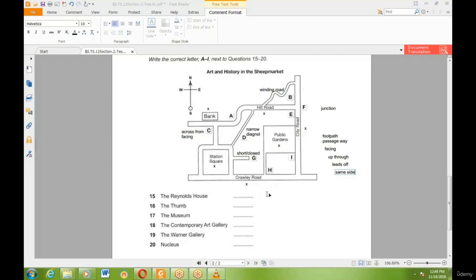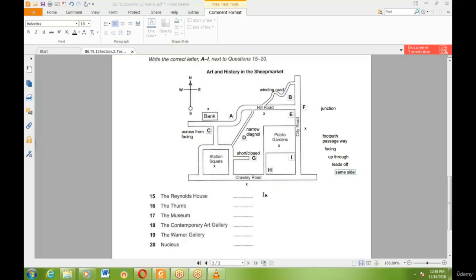So again, step one is to put in your memory where Hill Road is, where City Road is, where Public Garden is, where Crawley Road is, where the Station is, where the bank is, where the winding road is. Put those markers in your mind. They're not giving you the markers, but you have to put those in your mind.